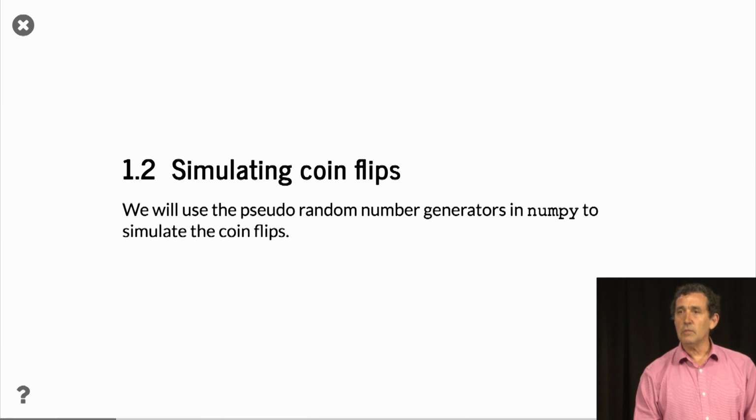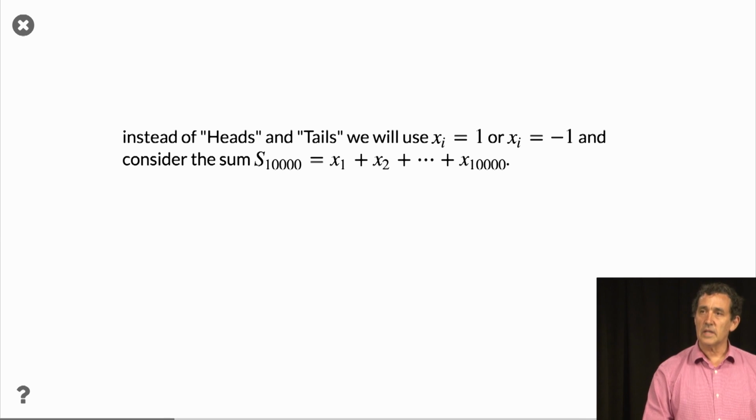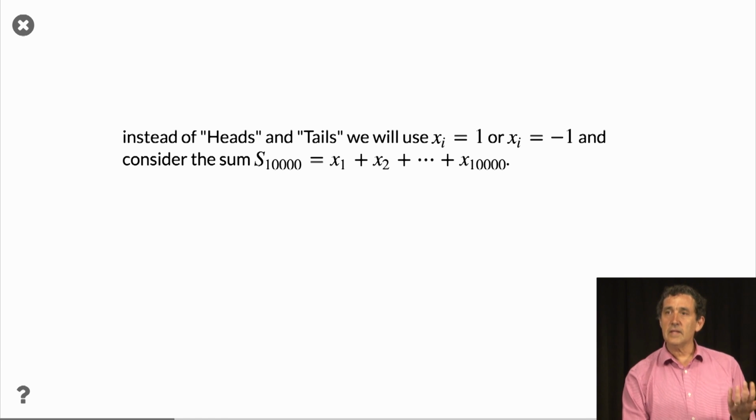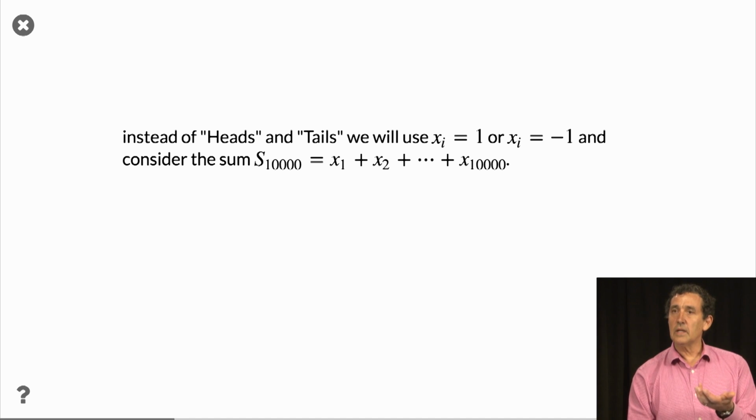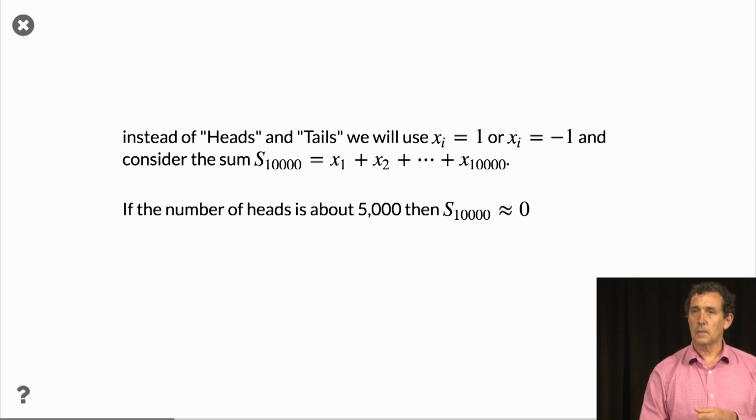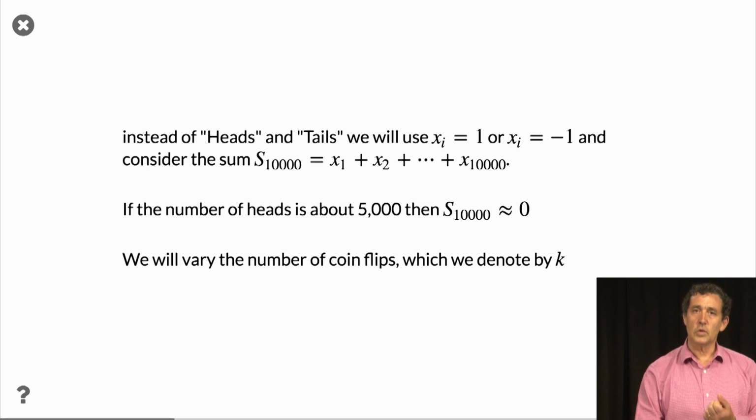So we're going to simulate coin flips. We'll use a pseudo-random number generator to simulate coin flips. And instead of heads and tails, it'll be more convenient to use 1 and -1. Then the number of heads relates to summing all of these +1 and -1. And what we expect is that the sum will be 0 or close to 0. We will vary the number of coin flips, which we denote by k.